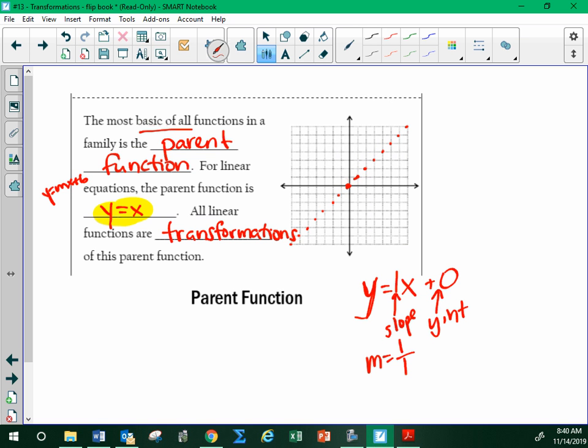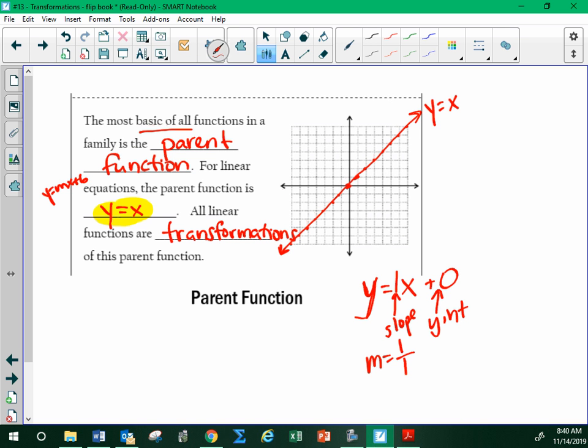Alright, so just going to connect your dots. Make sure again you put arrows on this. So this is our parent function, y equals x. This is our starting point.